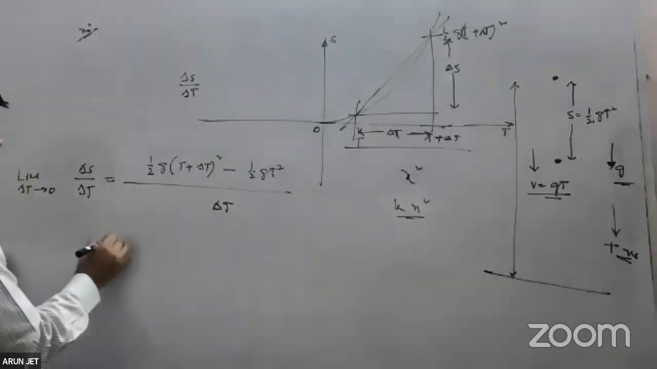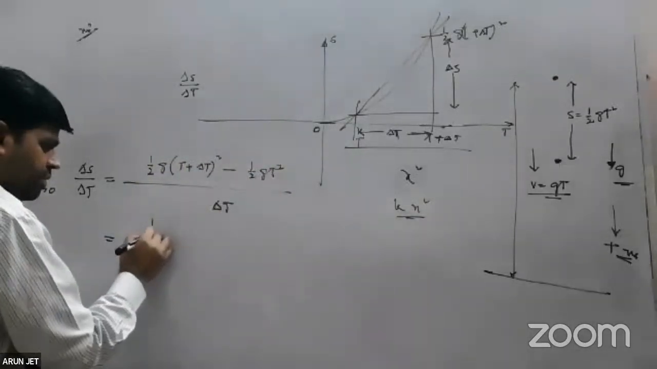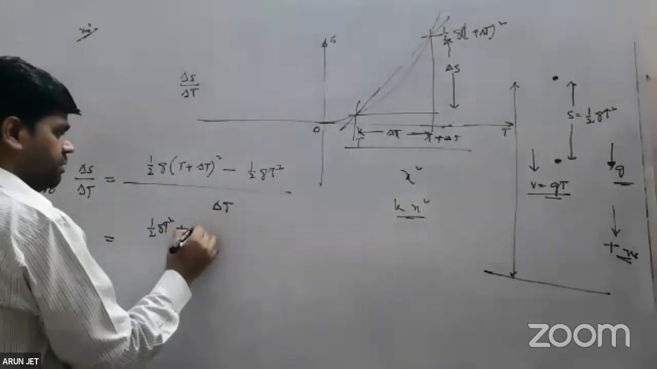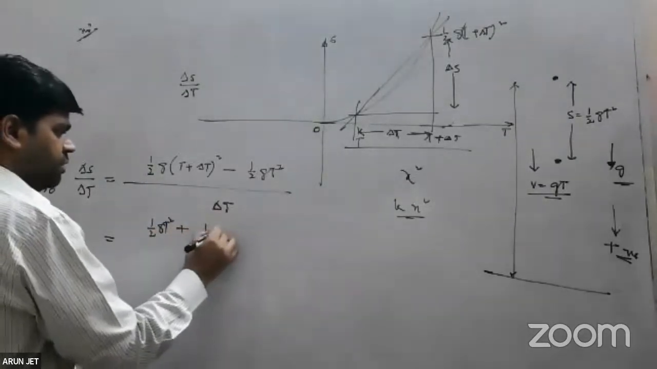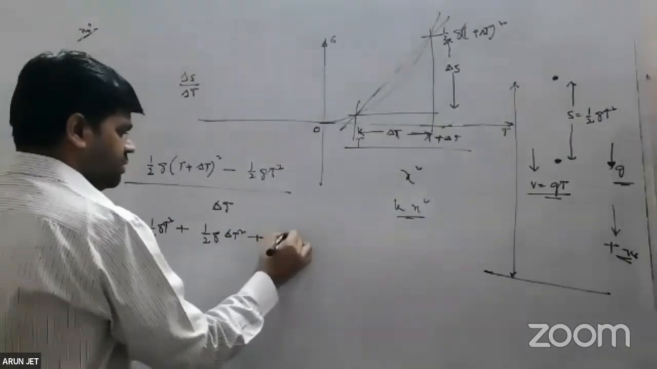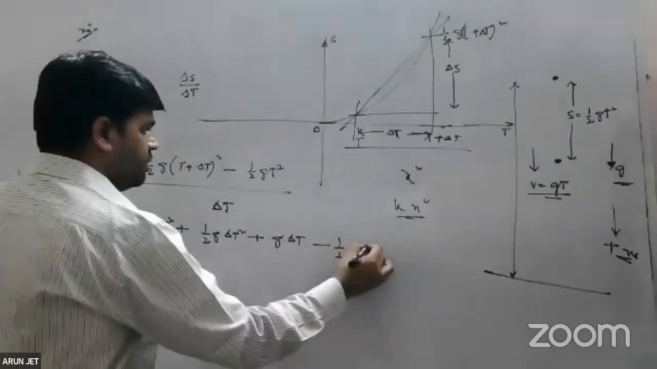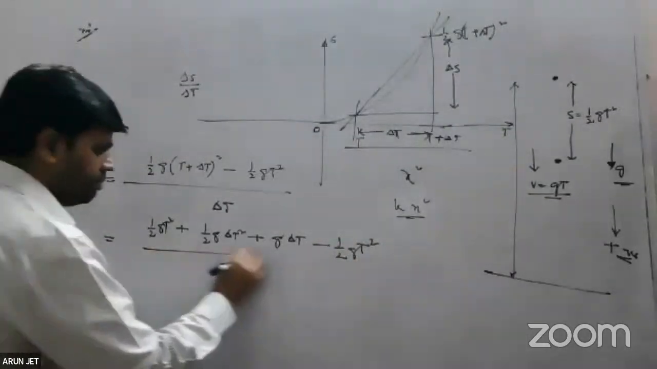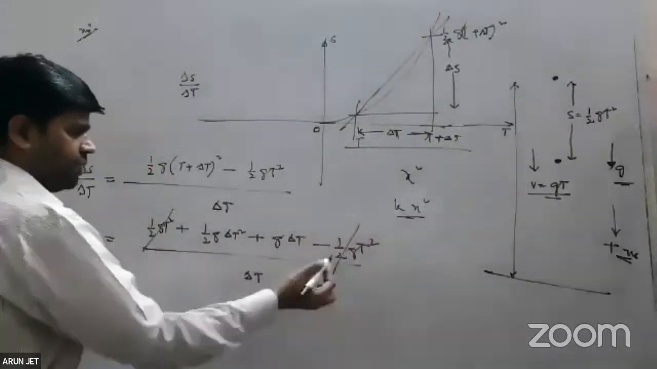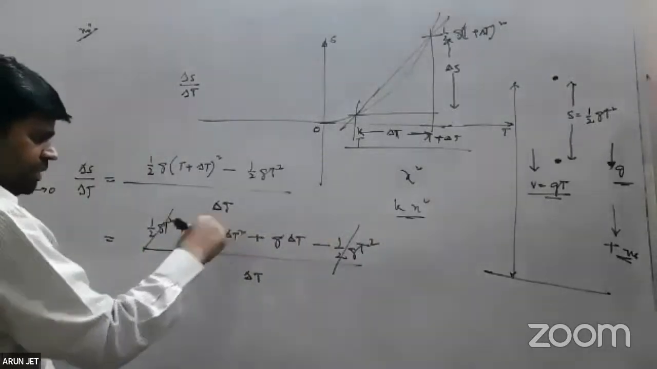Now let's see what I get. I expand this: half gt square plus half g delta t square plus g t delta t, minus half gt square, by delta t. The half gt square and minus half gt square get cancelled out. What remains is this.